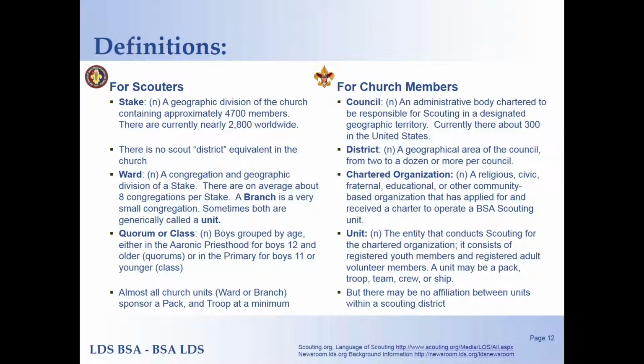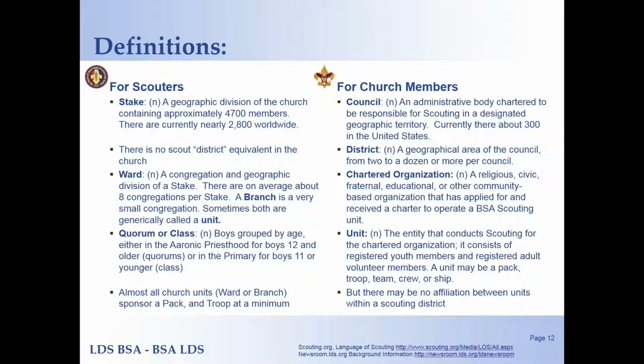For members of the church in the Scouting organization, besides the National Office of Scouting, Scouting is divided up into councils. A council is an administrative body chartered to be responsible for Scouting in a designated geographic area. There are about 300 councils in the U.S. currently. Each council is divided into districts. There are 2 to a dozen districts per council.